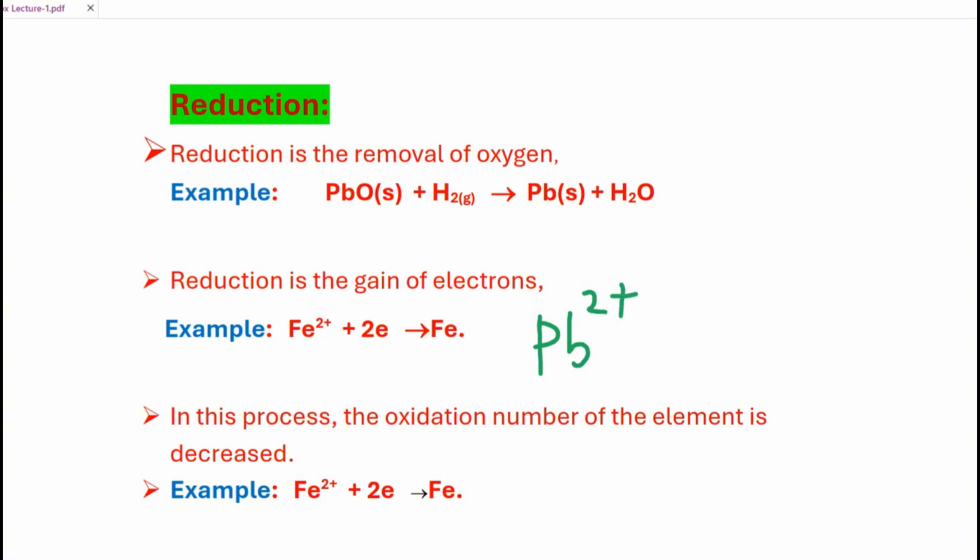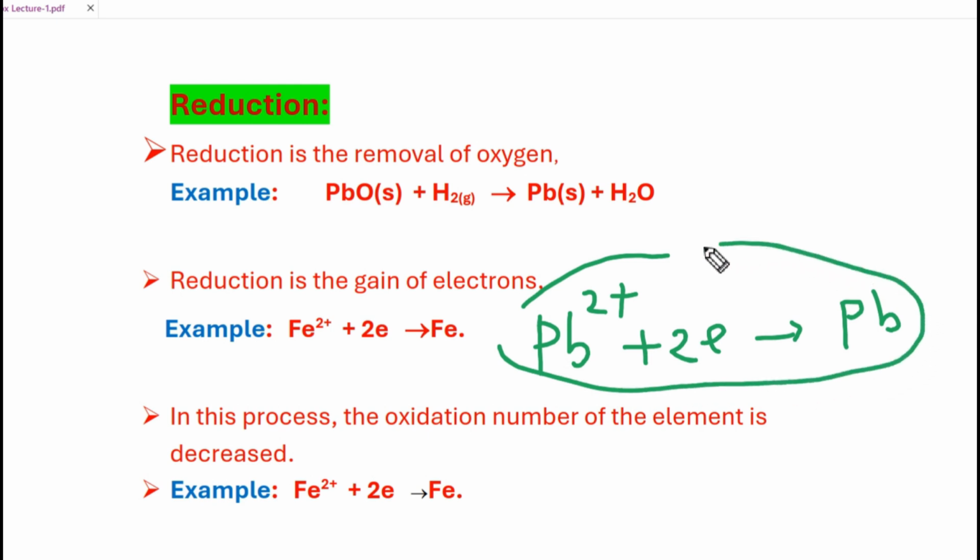Pb2 plus takes 2 electrons to produce lead. This reaction is also known as reduction. Why? Gain of electrons. Reduction means gain of electrons.